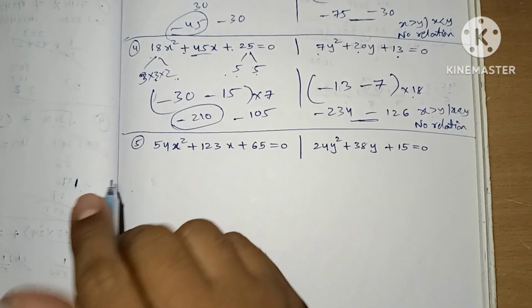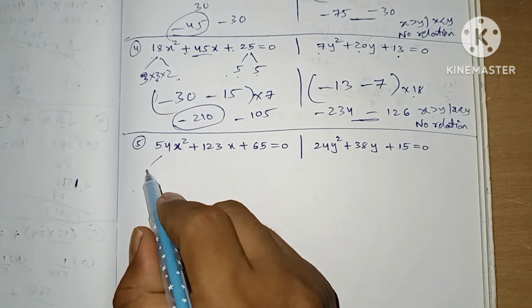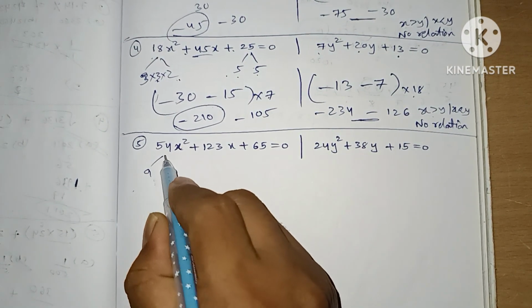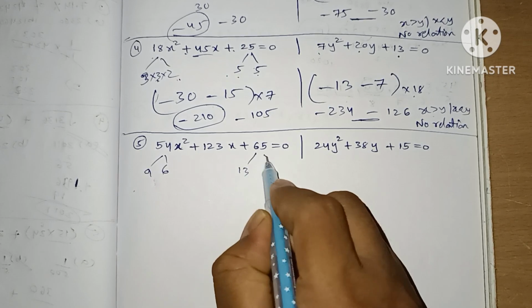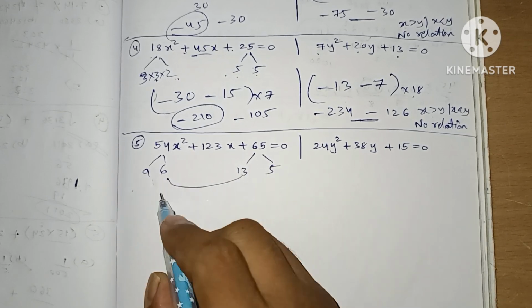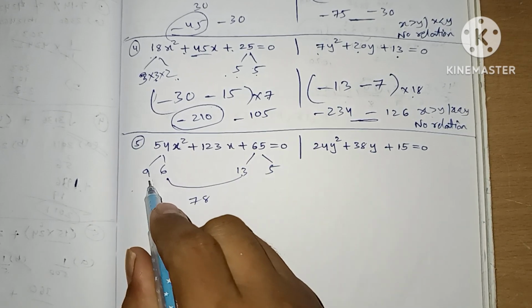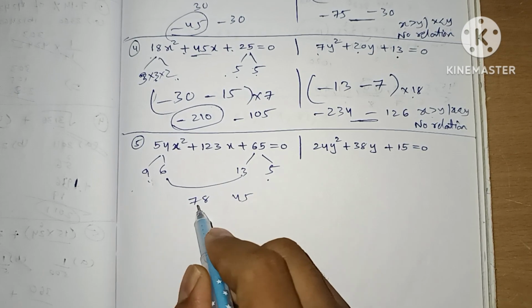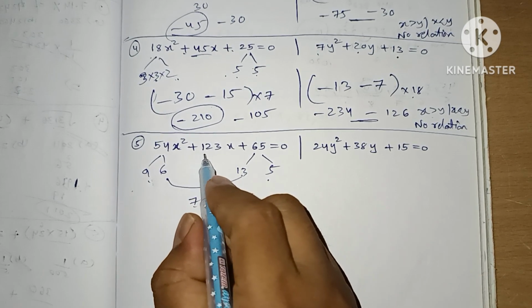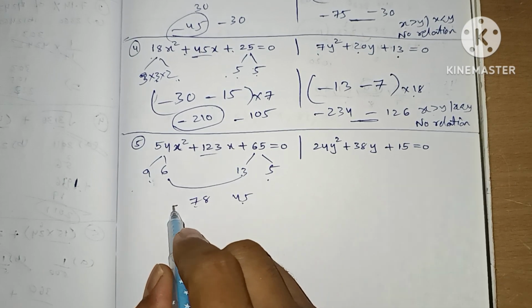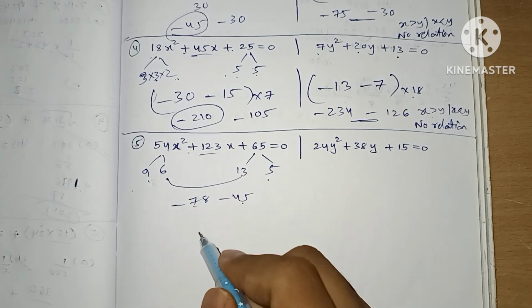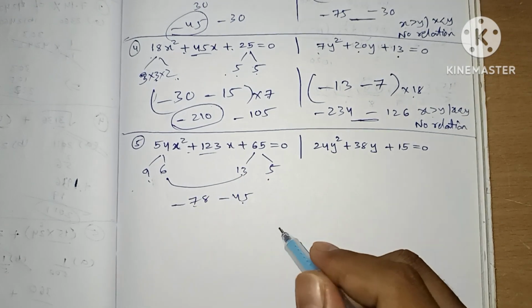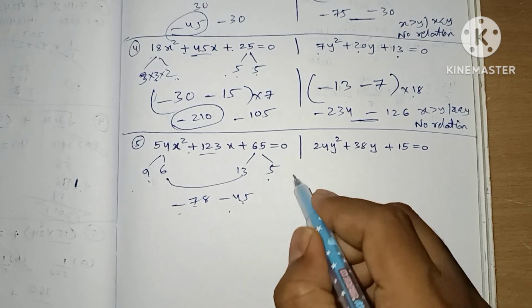Next question. Here 9, 6 times, this is 13, 5 times. 16, 3 times is 78. 9, 5 times is 45. Sum of these two will get 123. So these are the roots. Minus and minus is the sign for this equation. So minus 78 minus 45 are the roots.